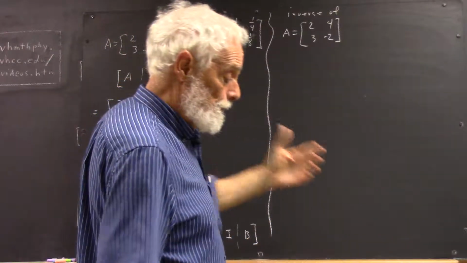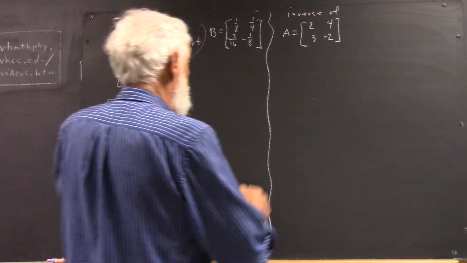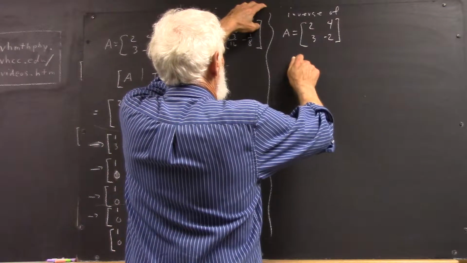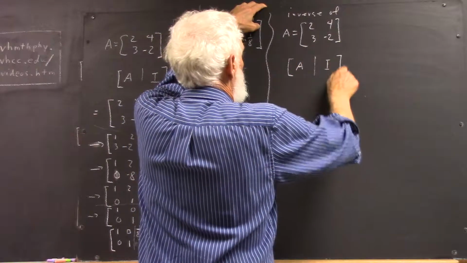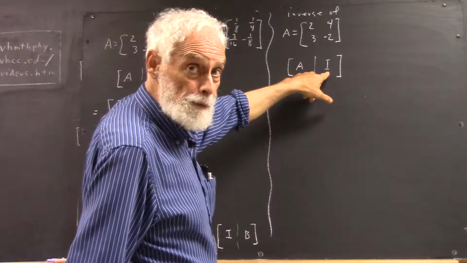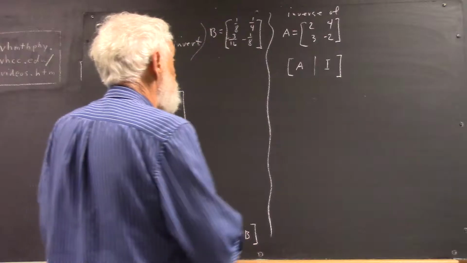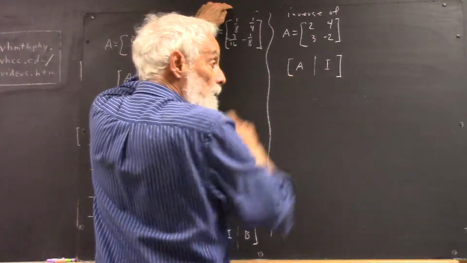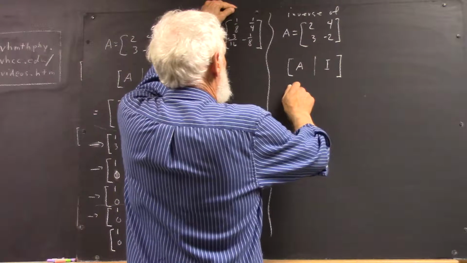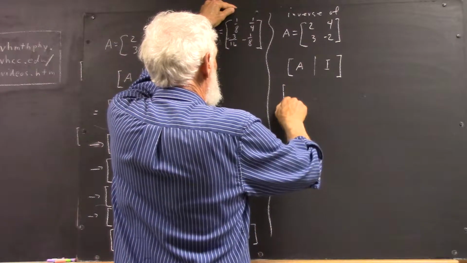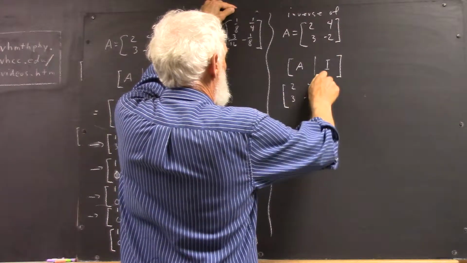So you have this method of inverting, and it's the most efficient method of inverting a matrix. And the method is this. You form the matrix A augmented by the identity matrix. Now you do this for any dimension. The identity matrix has to have the same dimension as A, and of course A has to be a square matrix or you can't invert it. So our augmented matrix will be this.